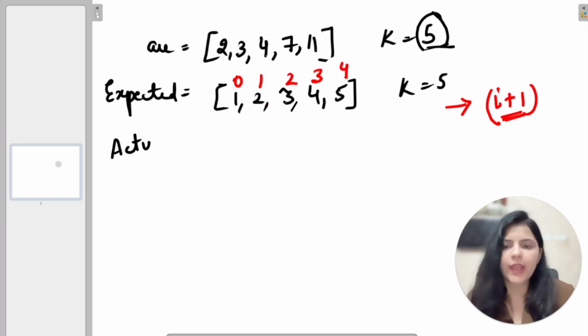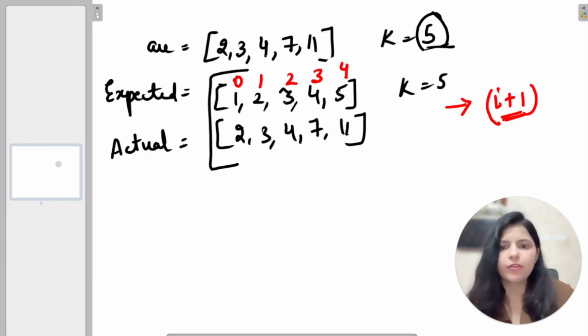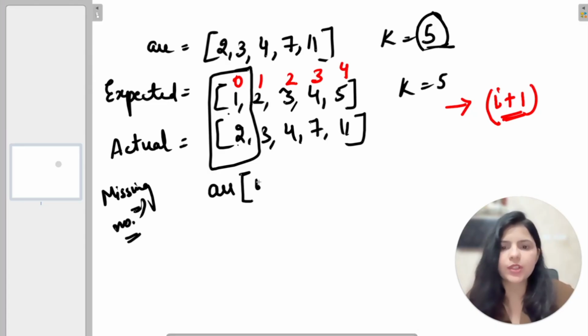And then comes your actual array. So the actual array is 2, 3, 4, 7 and 11. So if you see here, for index 0, you were expecting number 1, but you got number 2, right? So how many missing numbers are there? How will you find that? Missing numbers would be your actual minus expected. So what is your actual number? At each index I, your actual number is array at I minus what is your expected number? I plus 1. So you got the formula, right? To find the missing numbers for each index.